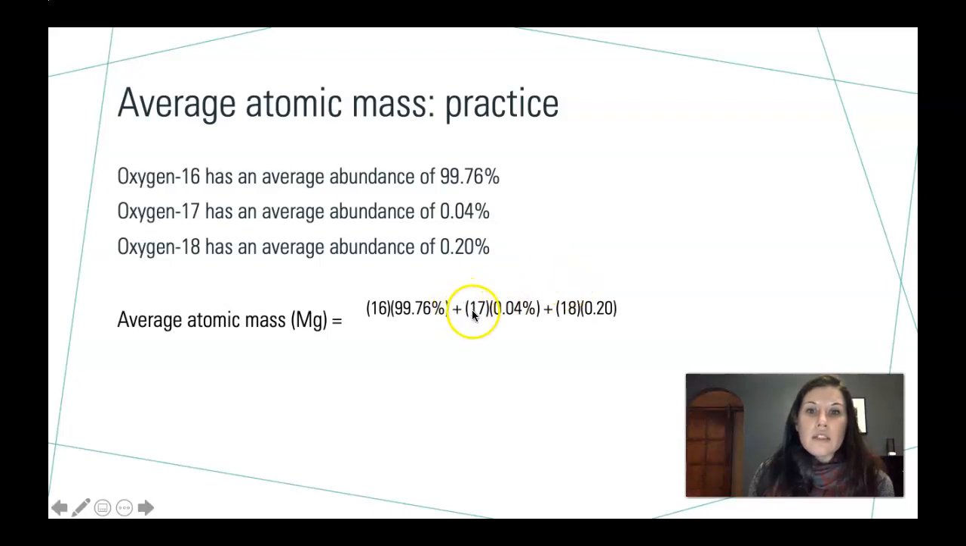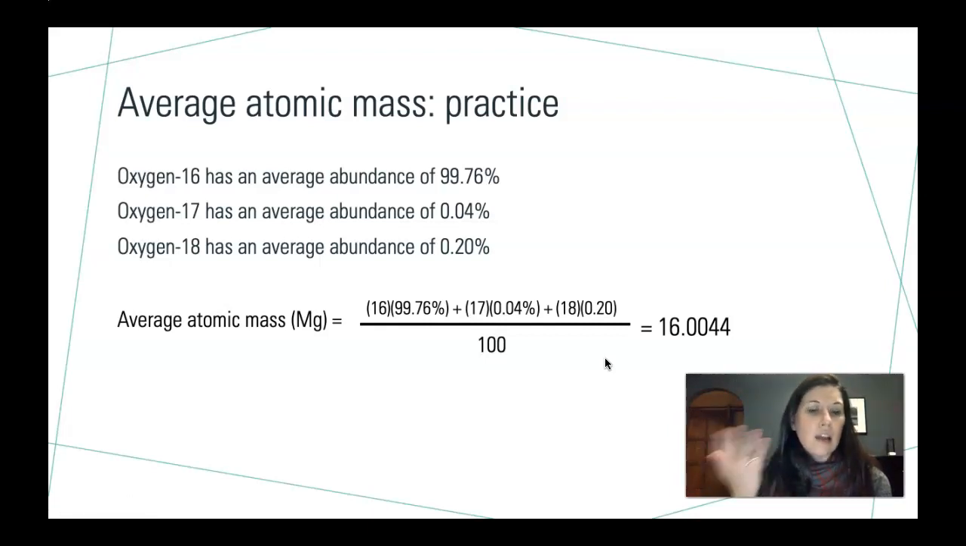All right, oxygen 17, mass of 17 times 0.04%, then plus our third isotope, oxygen 18 times 0.20%. All right, so we'll sum all of those products together, divide by 100, and we should get 16.0044. Okay, let's ask, does that make sense? Does it make sense that the average atomic mass is closer to 16 than 17 or 18? Yeah, almost 100% of the isotopes out there are oxygen 16. Okay, so that makes sense to us, and that is our weighted average.